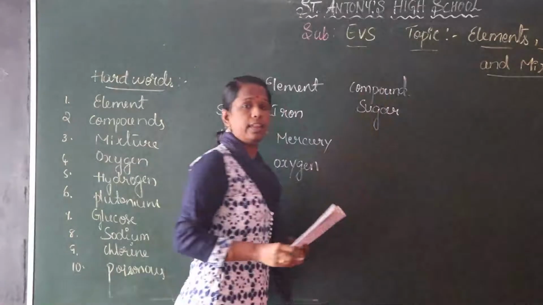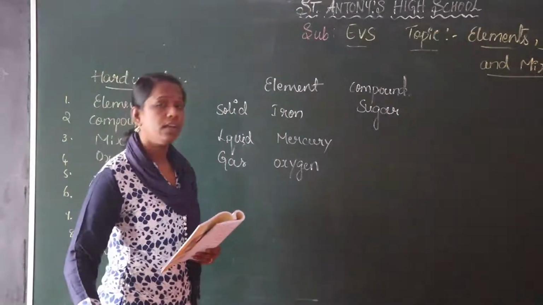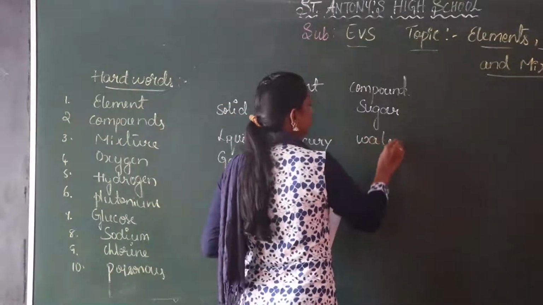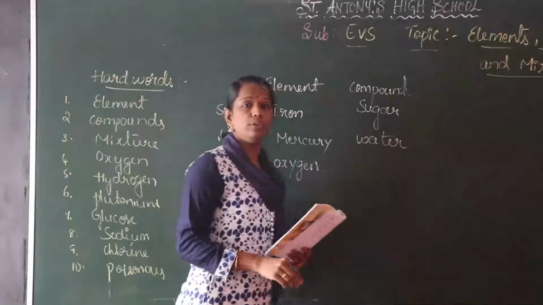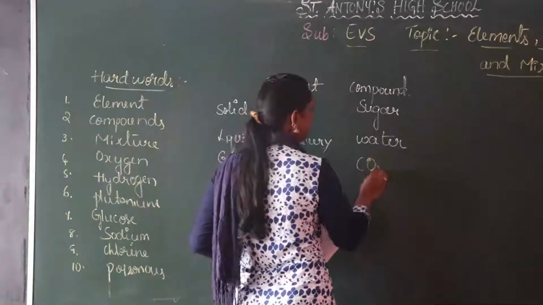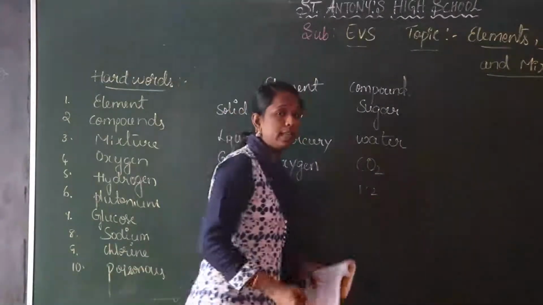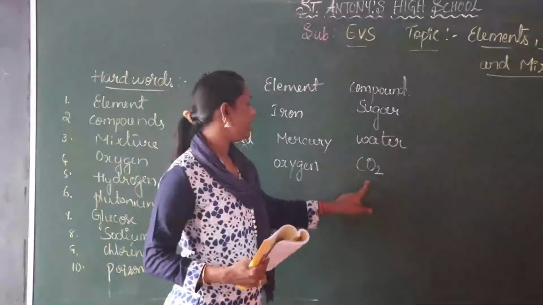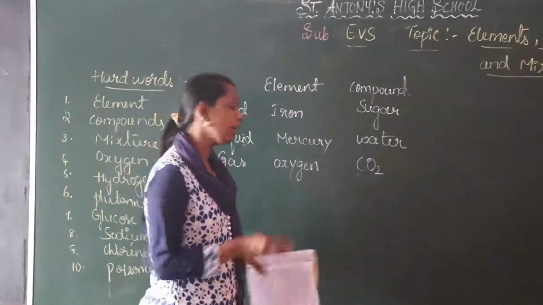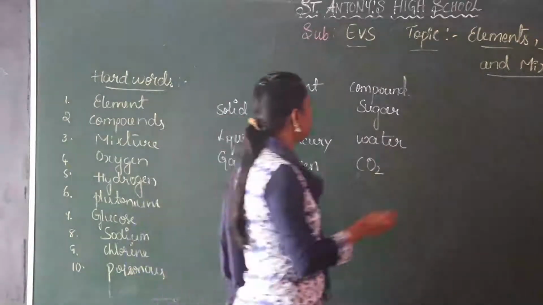Sugar is in which state? Solid state. Whereas in liquid state, water. The molecular formula of water is H2O. And then carbon dioxide. It contains one carbon and two oxygen atoms. So it is called a mixture? Sorry, not a mixture, a gaseous compound. It contains two elements, carbon and oxygen.